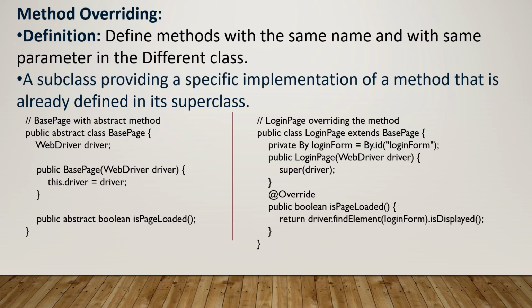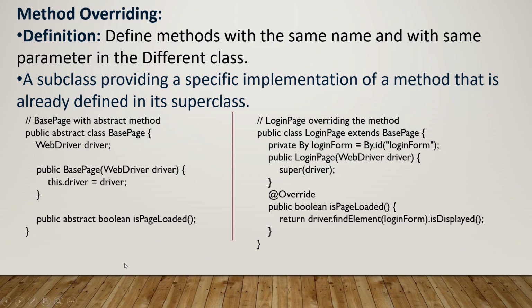Now we will understand method overriding. Definition: define method with the same name with the same parameter in a different class. So a subclass providing a specific implementation of a method that is already defined in its superclass. So let's understand with an example.